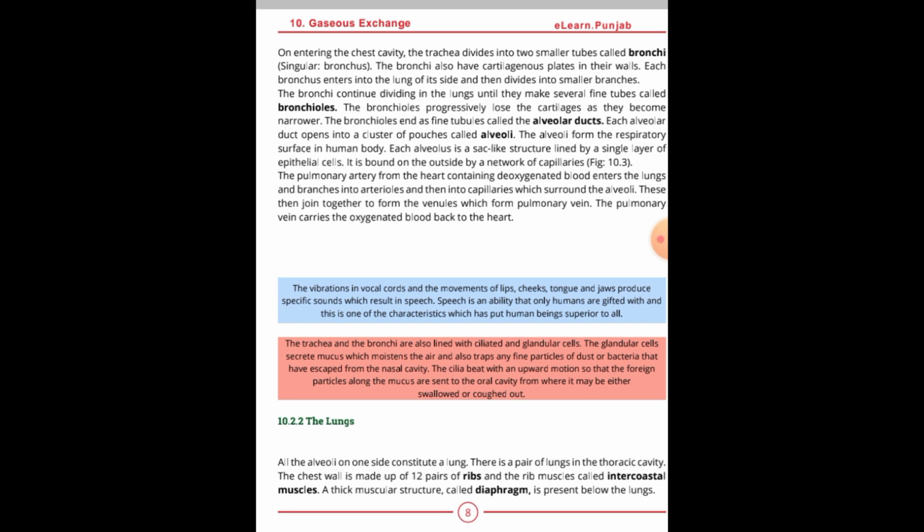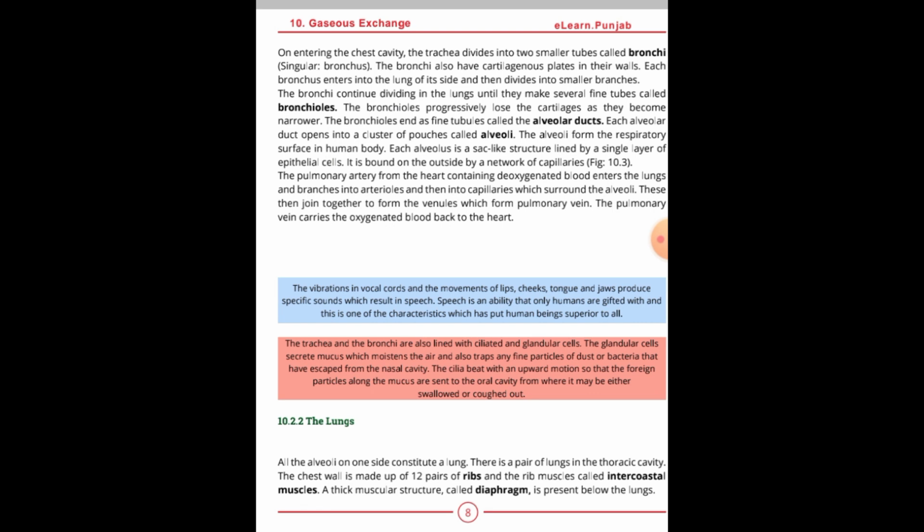The bronchi continue dividing in the lungs until they make several fine tubes called bronchioles. The bronchioles progressively lose the cartilage as they become narrower. The bronchioles end as fine tubes called alveolar ducts. Each alveolar duct opens into a cluster of pouches called alveoli. The alveoli form the respiratory surface in the human body.